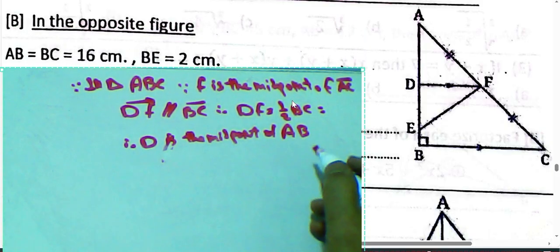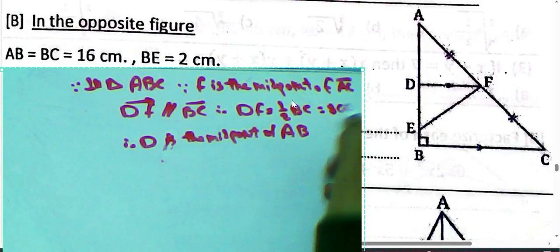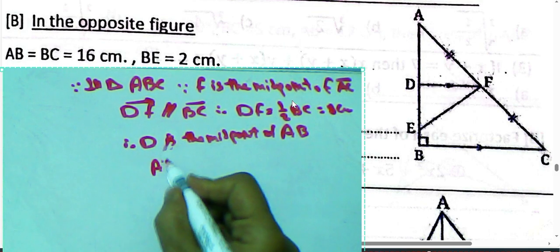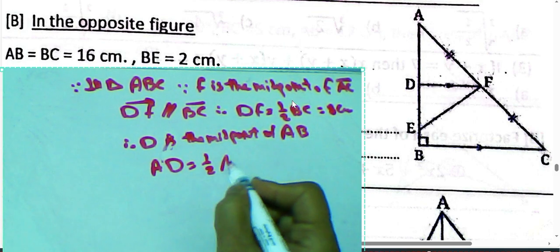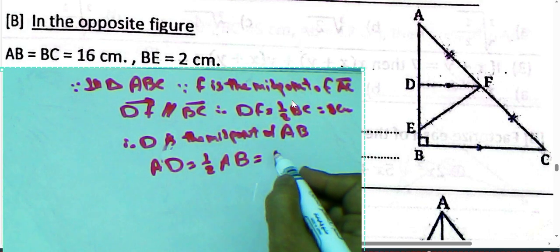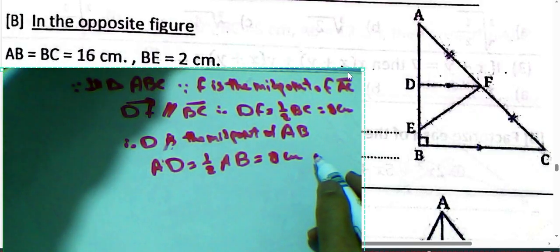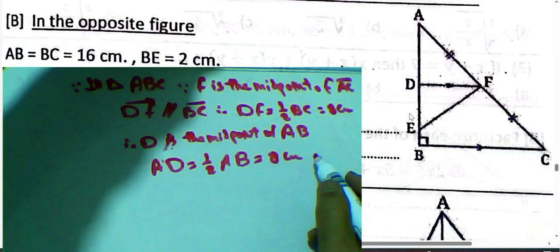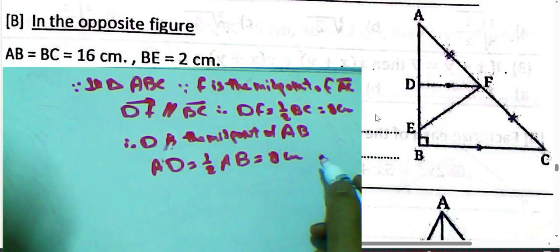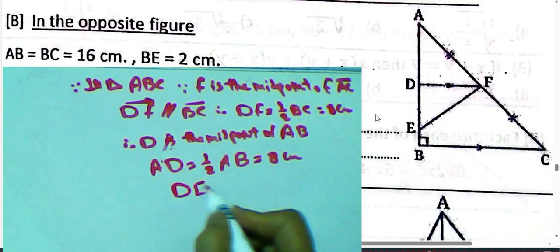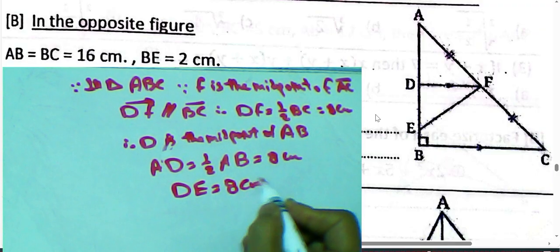Then DF is half of BC. Half of the length, 16, will be 8 centimeter. And also here ED will be half of EP, also equal to 8 centimeter. This line segment ED, and DE also, equals 8 centimeter.